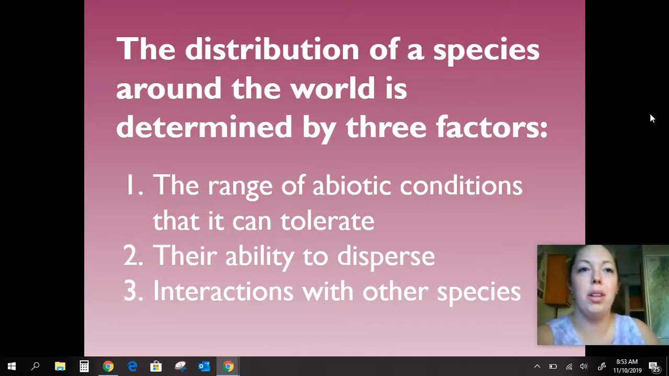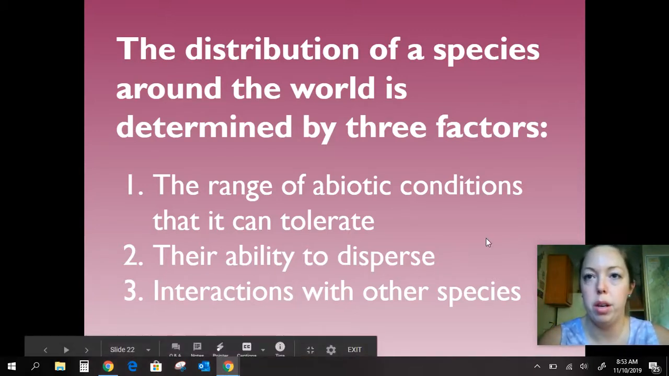Just how we learned in chapter 5, the presence of a species in any given area is influenced by the species' fundamental niche, or the range of abiotic conditions that it can tolerate, if you don't remember what that meant. Also, additionally, for a species to be present in an area, it must be able to disperse to that area. Okay, so that's number 2 here.